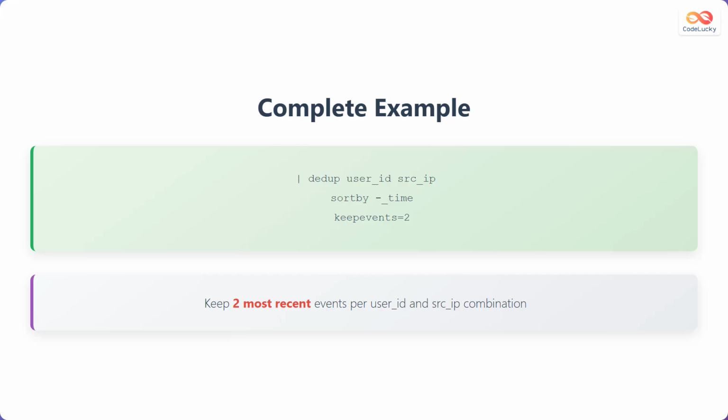Here's a comprehensive example that combines all the options we've discussed. This command removes duplicates based on both user_ID and source IP address fields, sorts by time in descending order to keep the most recent events, and retains up to 2 events for each unique combination. This means if there are multiple login events from the same user and IP address, you'll see the 2 most recent ones. This type of command is excellent for security analysis, user behavior tracking, and identifying patterns in your data, while maintaining some context through multiple retained events.